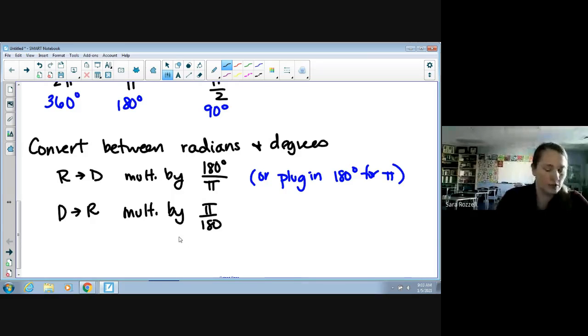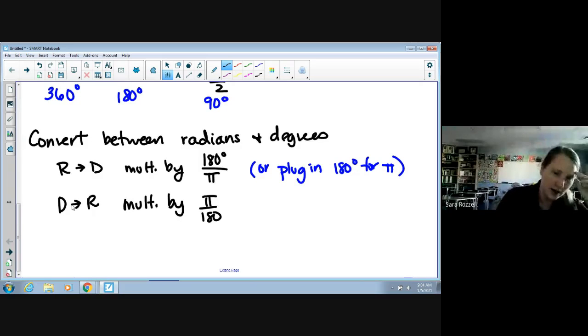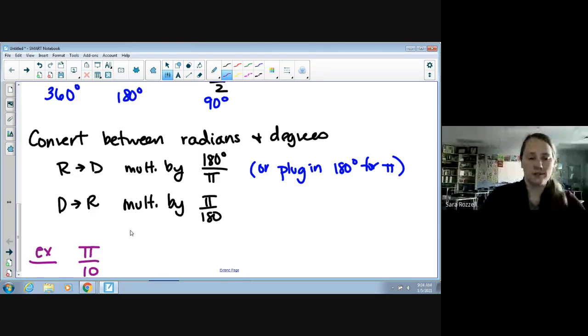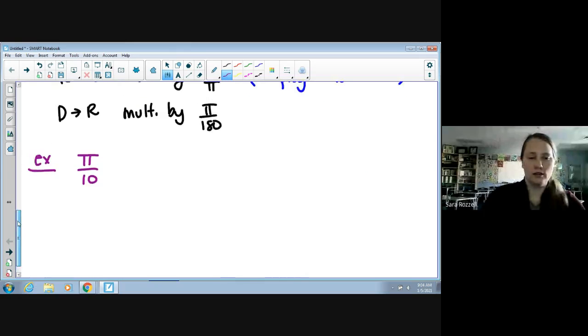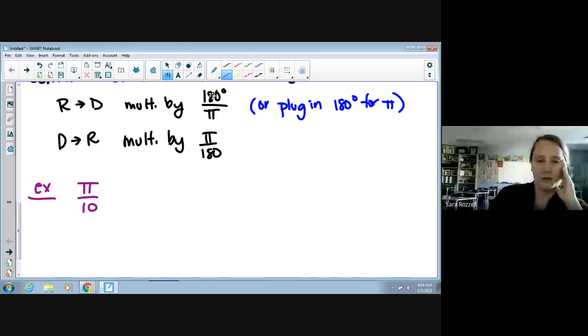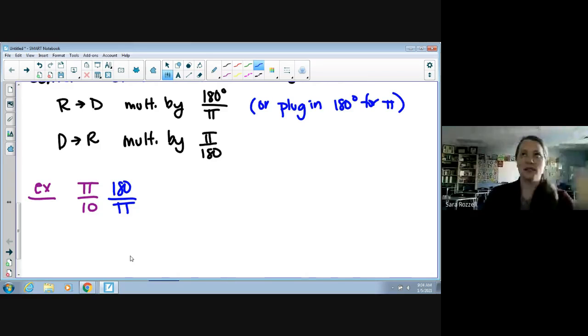So we're going to do a couple of these. We're going to switch from radians to degrees and also degrees to radians. So we'll start out with radians to degrees. If I had pi over 10, I know that's in radians because there's not a degree sign and it has a pi in the problem. That's a good indicator. So I want to take this and switch it into degrees. So I'm going to multiply by 180 over pi, or I could just plug in 180 for pi, but we'll see what this is. I'm going to multiply by 180 over pi, and I'm timesing these together.